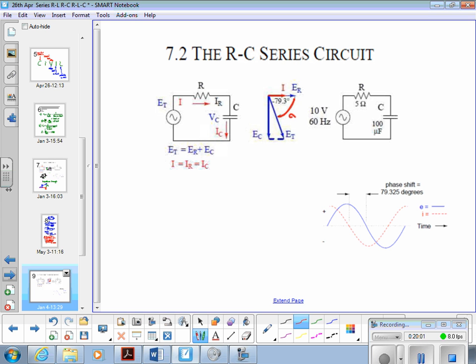We can look at this triangle here of voltages. So we've got ER, EC, and ET. There's an angle in there. I know the angle is steeper than in the other diagram, but still significant. So we've got a voltage triangle.